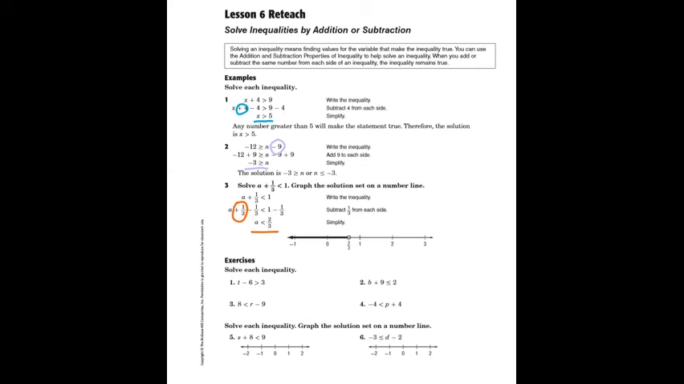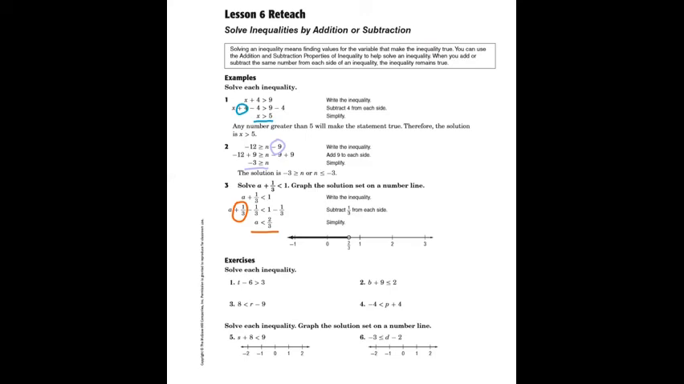Find 2/3 on the number line. This is where 2/3 would be on a number line. It is closer to 1 than it is 0. You're going to put an open circle because it is less than 2/3. Then you're going to shade everything to the left. The reason why you're going to shade to the left is because the less than symbol is pointing left. And that is the graph for the solution a is less than 2/3.